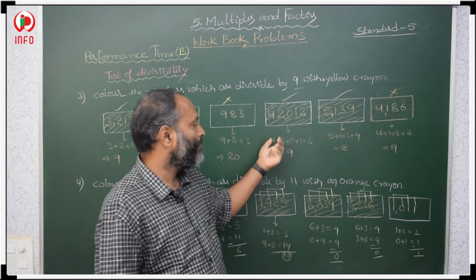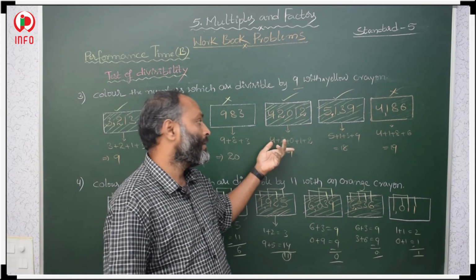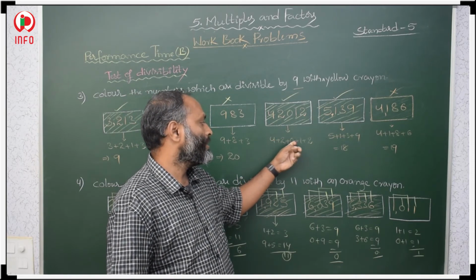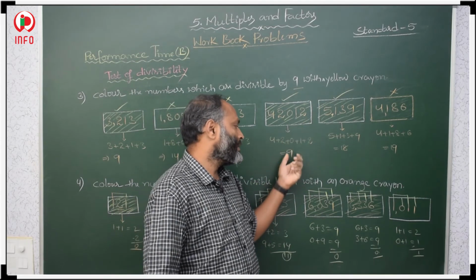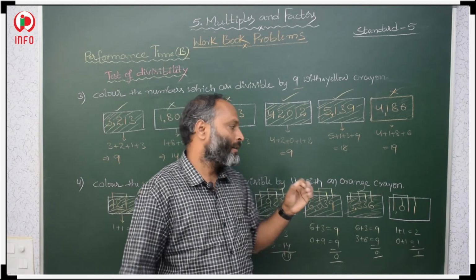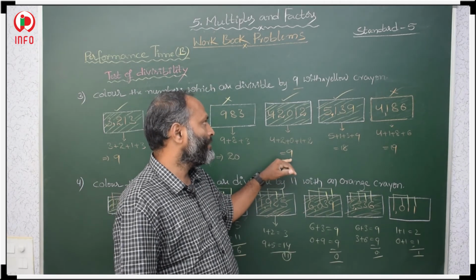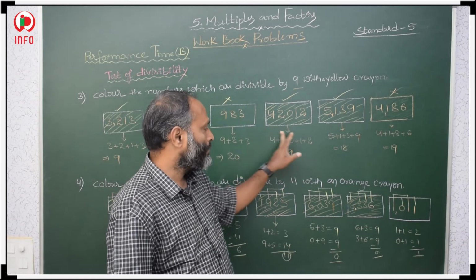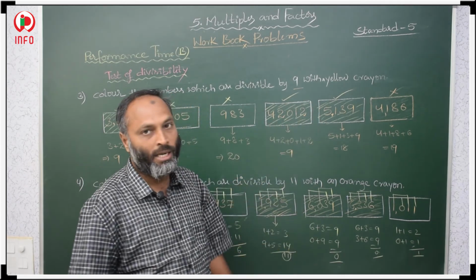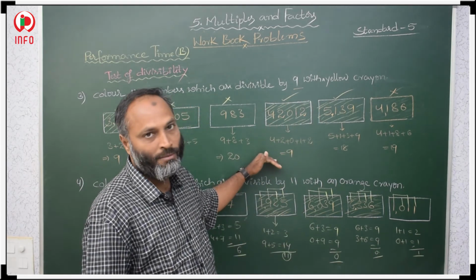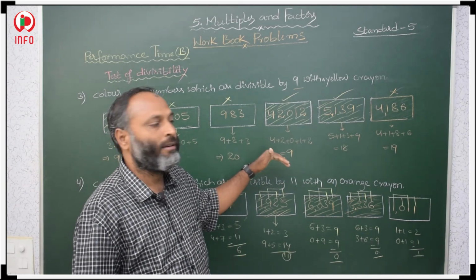In the same way, 42012. Here we have to find the sum of the digits, 4 plus 2 plus 0 plus 1 plus 2. Then what is the sum? That is 9. So, the sum of the digits is 9, and 9 is divisible by 9. So, this complete number is divisible by 9. This is the divisibility condition for 9. Okay?